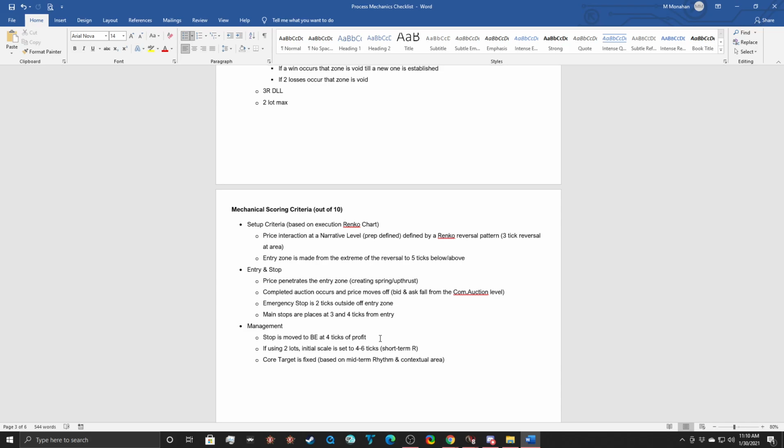If I get a good position that goes up and then comes back and tags that and then continues, that's just what happens. That's the breaks. If using 2 lots, the initial scale is set to 4 to 6 ticks. That's really short-term rhythm. It's not R value, and we'll look at that with more specific examples later.